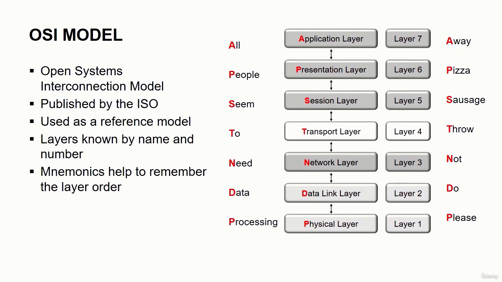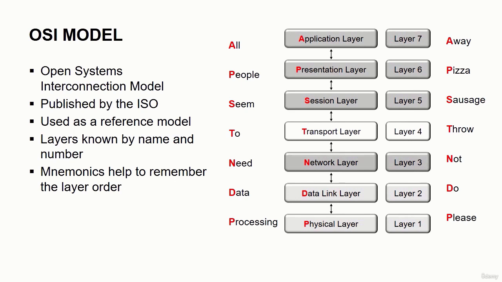It is important to memorize the 7 layers of the OSI model in order by both their name and by their number. Now you can use mnemonics to help you remember the layers in the proper order. Going from the top down, try all people seem to need data processing, or from the bottom up, you can use please do not throw sausage pizza away.